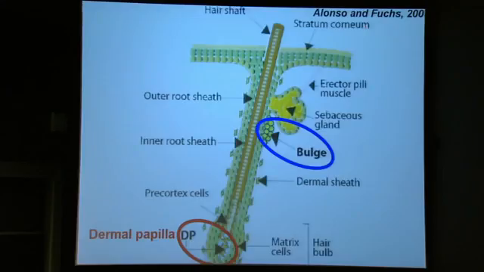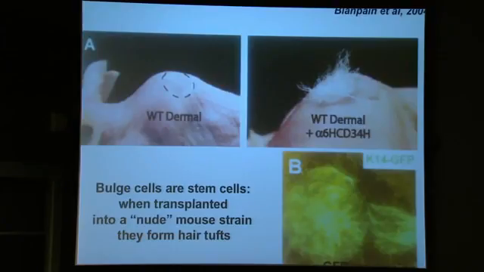This is from my colleague Elaine Fuchs at Rockefeller, who over many years has figured out that in the hair follicle, this is the hair sticking out of the skin, there's a small group of cells on one side of the hair shaft called the bulge cells, and these bulge cells are the stem cells. Her investigators isolated these bulge cells and did the following experiment to show that they were hair stem cells.